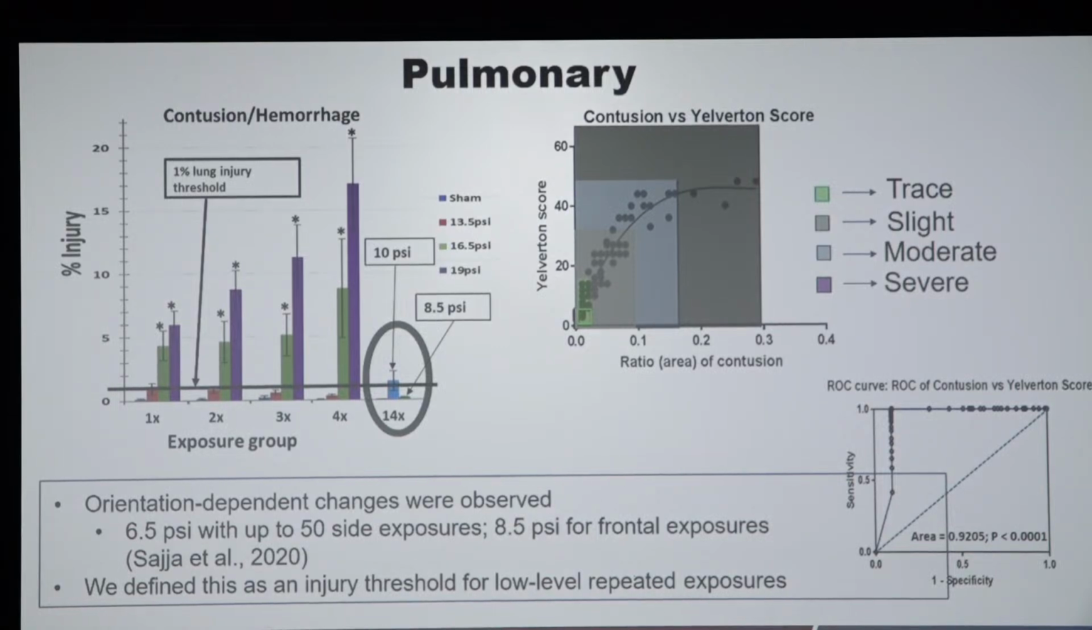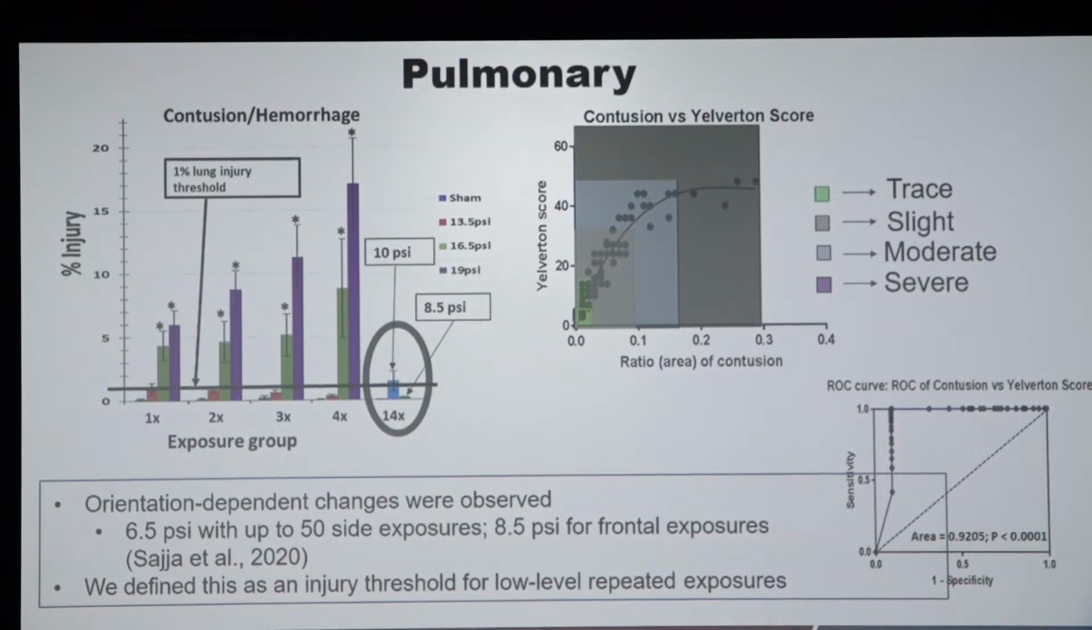One thing to also understand is that blast is orientation dependent. If you have more surface area, you get more injured. If you have less surface area, you get less injured. In the animals, more surface area comes from the side. For humans, it comes from the front.